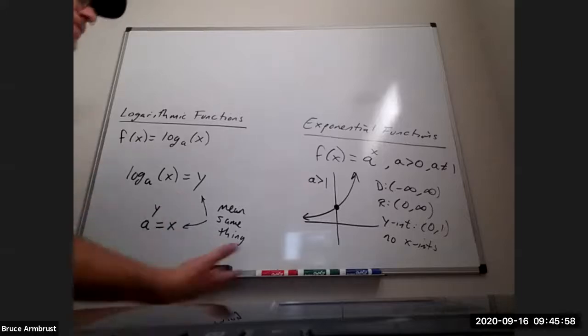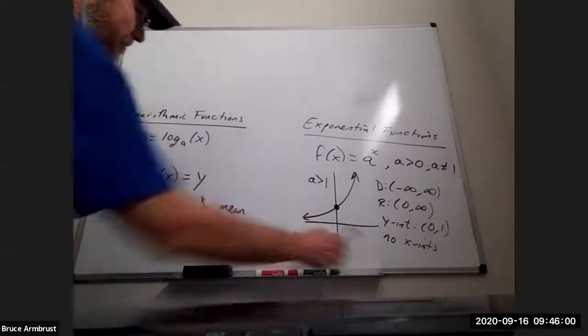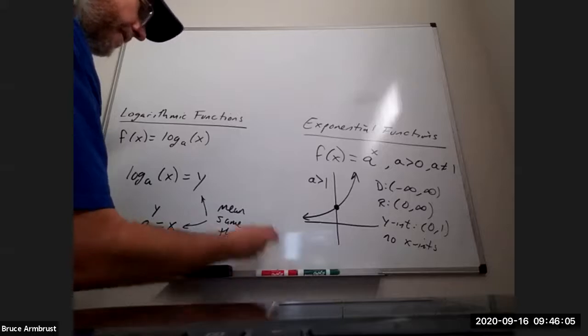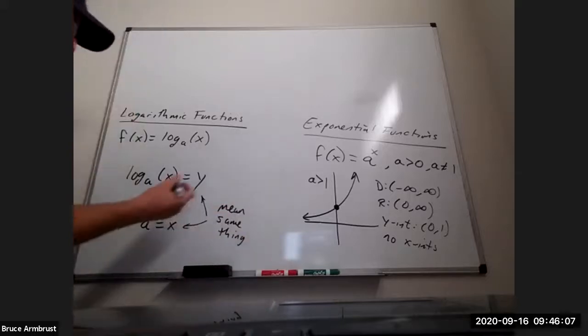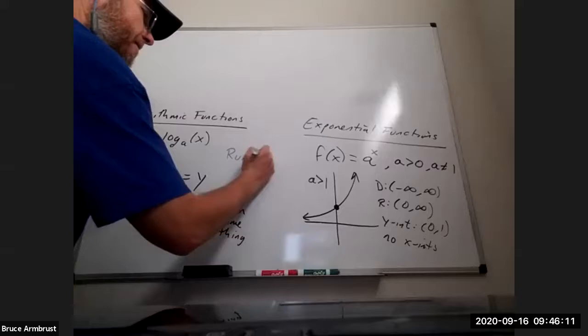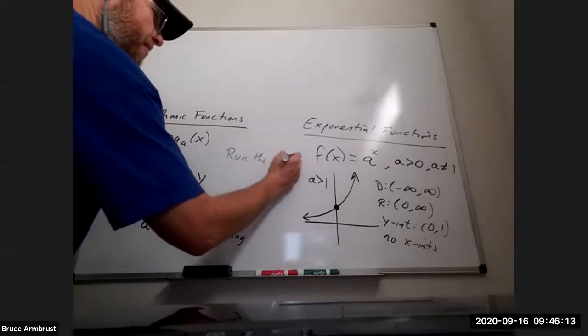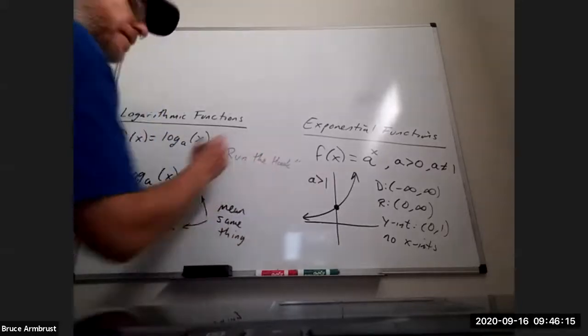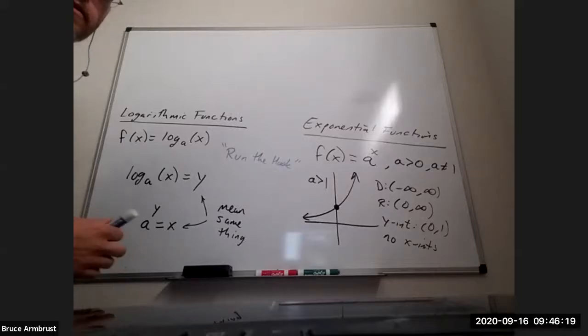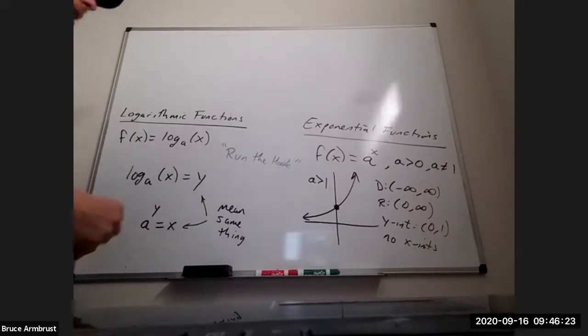All right, so to convert, it's actually pretty easy. I'm going to go to a different color here. Hopefully you can still see it. But I call this running the hook. This is another Bruce-ism. Can you guys see that okay? I know it's probably a little bit lighter. So it says run the hook.